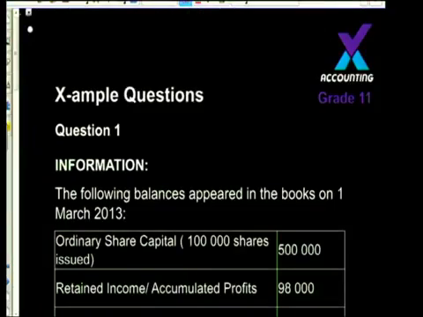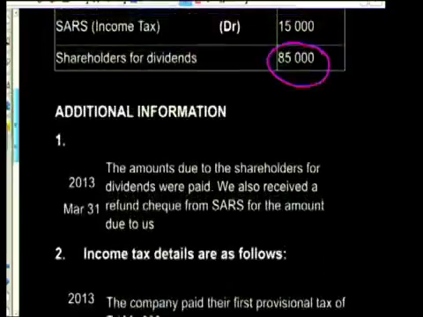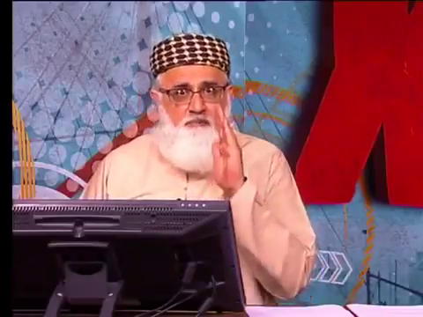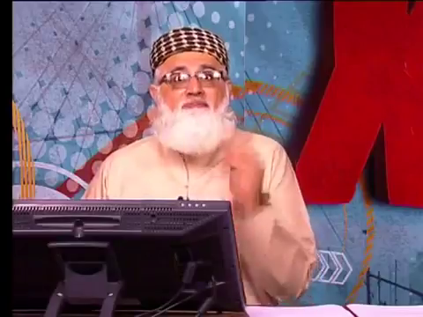The next account that we have there is our SARS income tax. And what do we know about SARS income tax? Remember, I alluded to this earlier on. It's specifically telling you it's a debit balance of 15,000. Now, please be careful with SARS income tax. Why? Because if I ask you the question, what type of an account is SARS income tax? What will your response be? Your response will be, it depends. On what? On the balance.